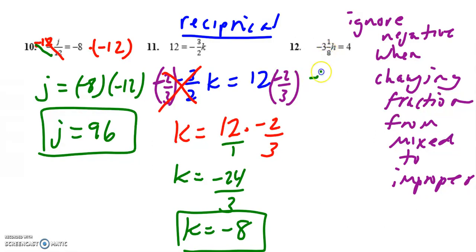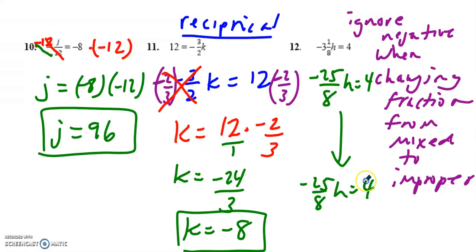We said that this was -25/8 h equals 4. And so if I want to get h alone, we need to multiply by the reciprocal again. So I'm going to bring that down here for more room. Let me rewrite it. -25/8 h equals 4. And so if I multiply this side by the reciprocal, because we want to get h alone, we multiply this side by -8/25, and we multiply this side by -8/25.